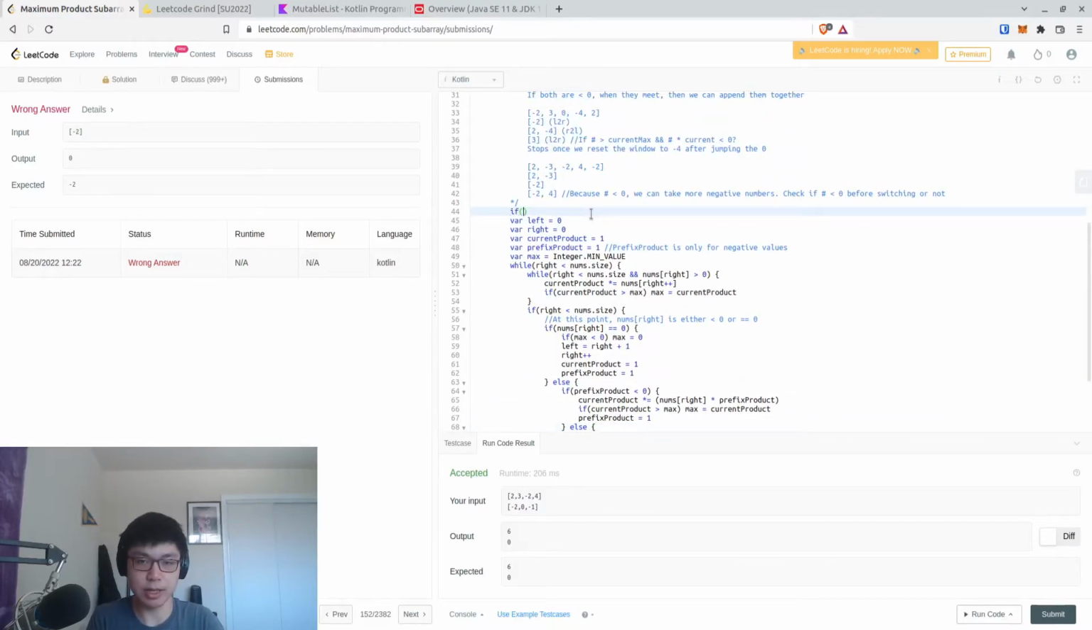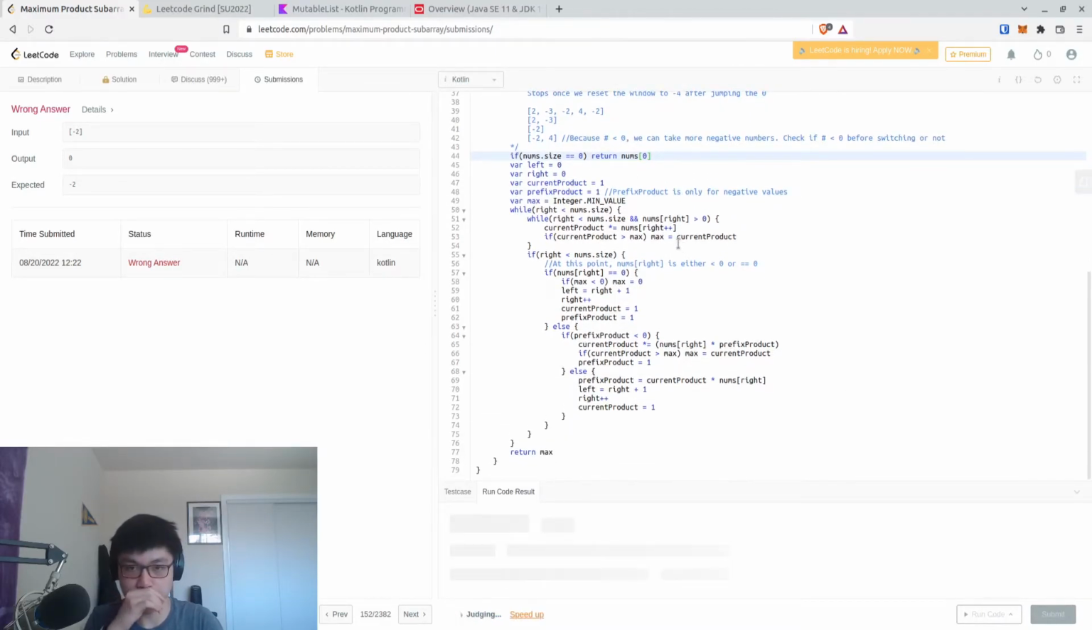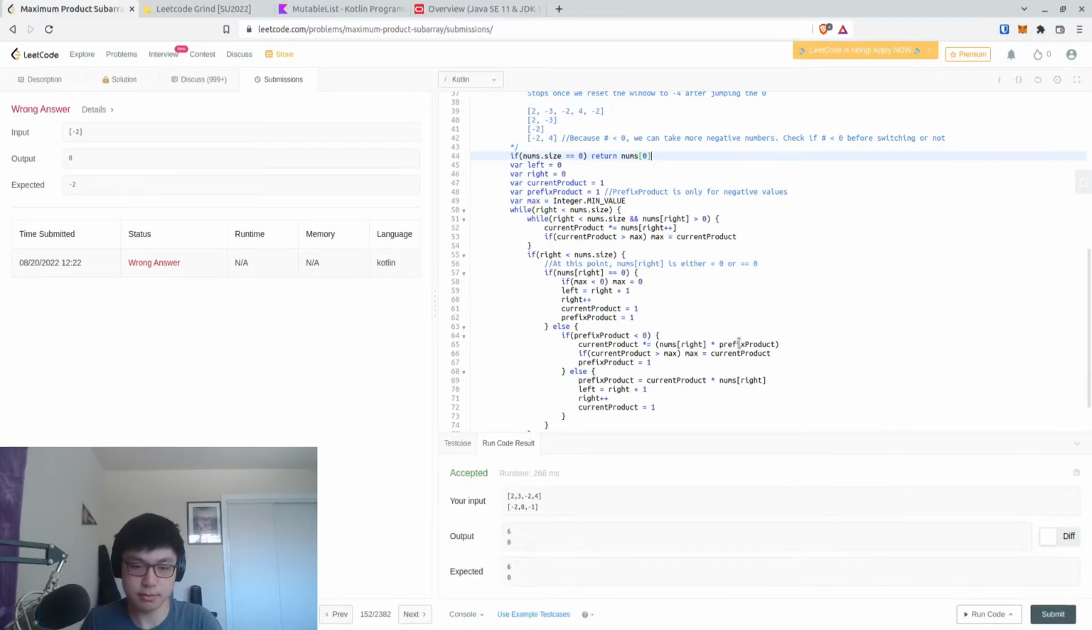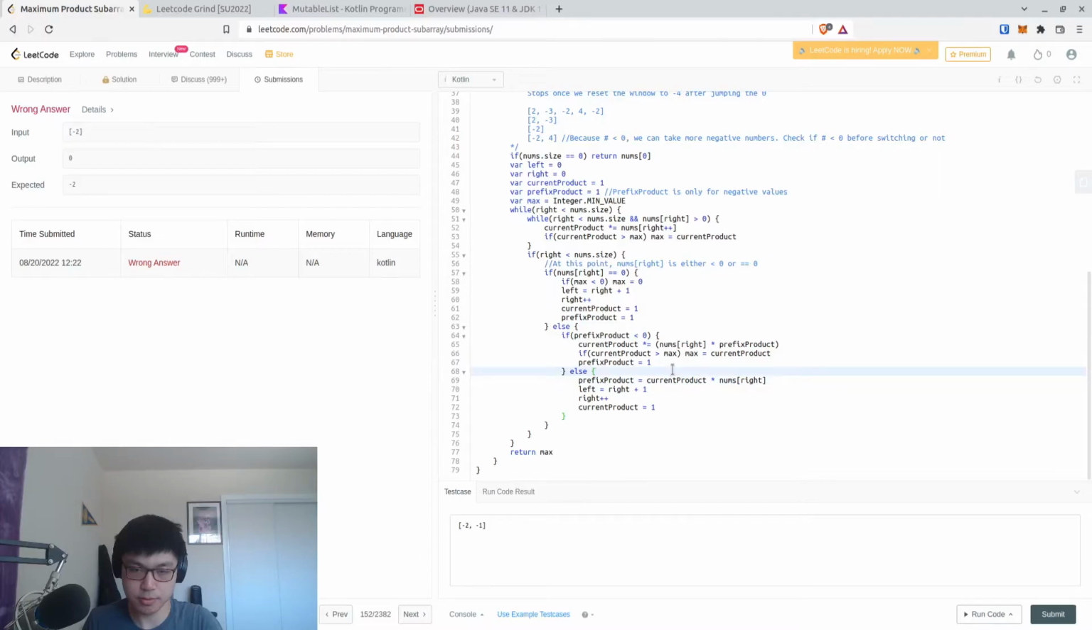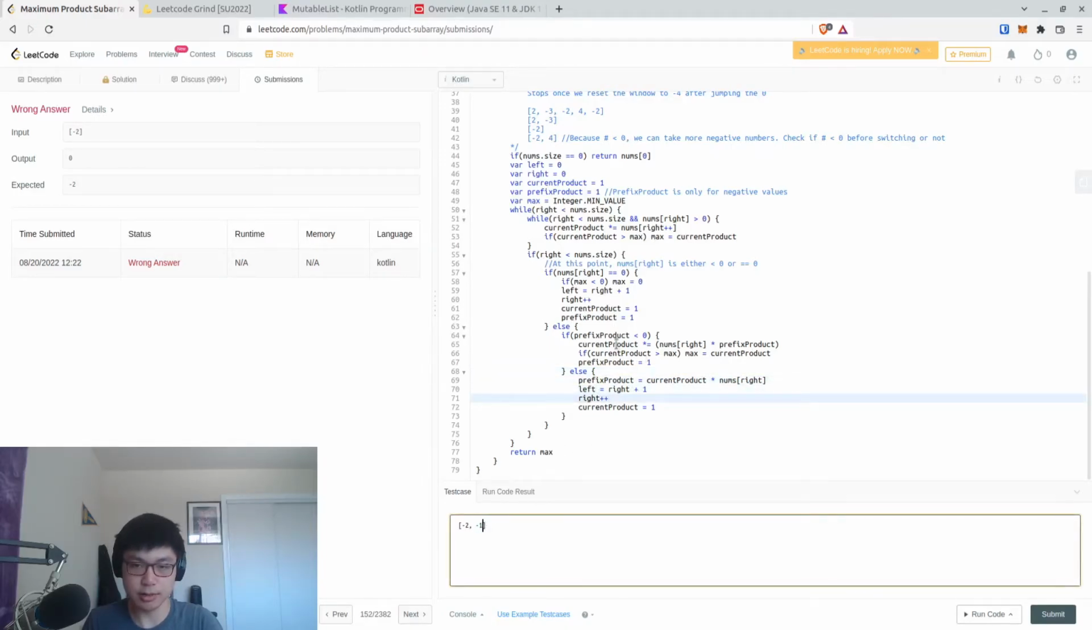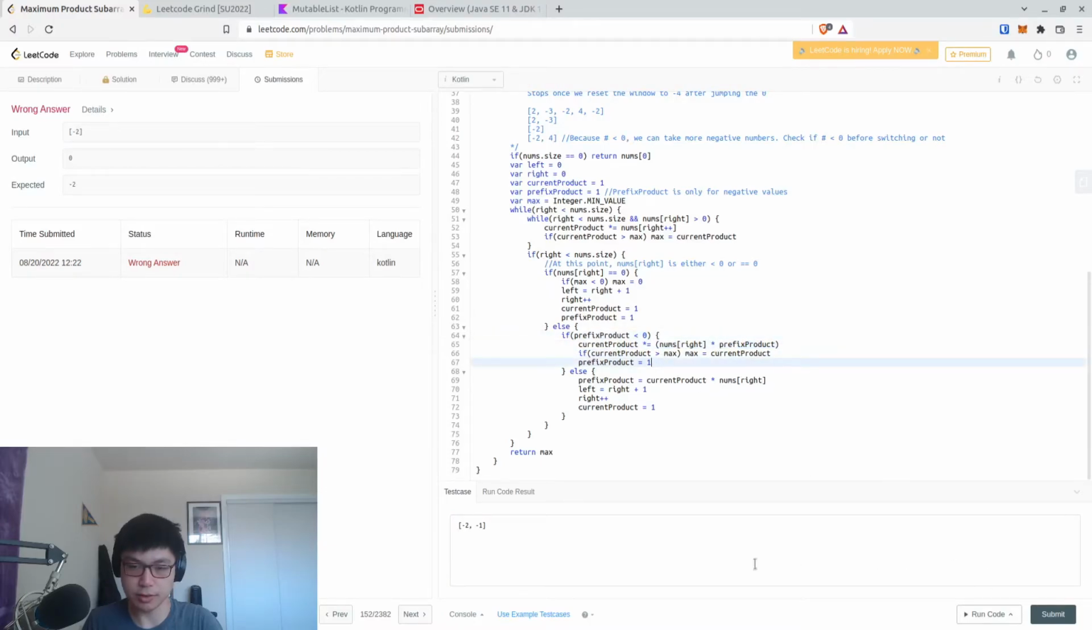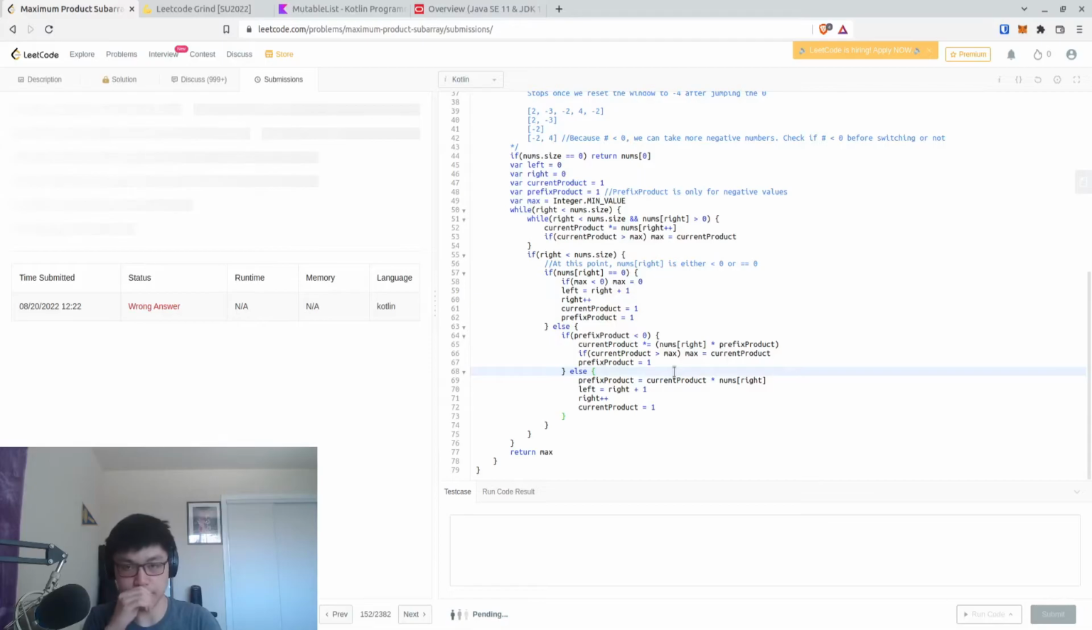But we can also say here that if nums.size is equal to 0, then we just return nums at 0. And this should still take care of everything. Let's throw in a weird case like -2, -1. In that case it'll go prefix product here. Then here it'll go here, and then it'll multiply to get 2. So I think we're good for most of the other test cases.